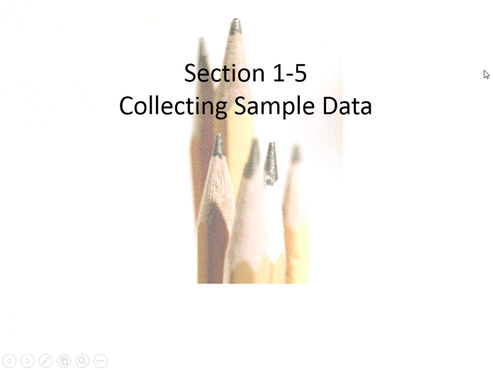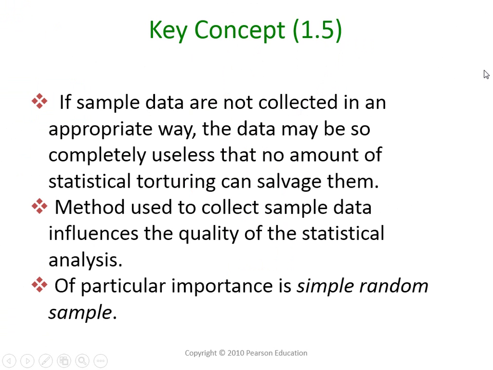At section 1.5. 1.5 is talking about collecting different kinds of sample data. So previewing what the key concepts are in this one. If sample data are not collected in an appropriate way, the data may be so completely useless that no amount of statistical torturing can salvage them. If you don't get good data to start with, there's nothing you can do to make sense out of what you have.